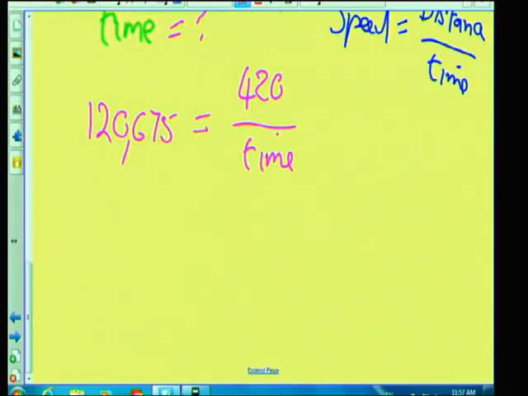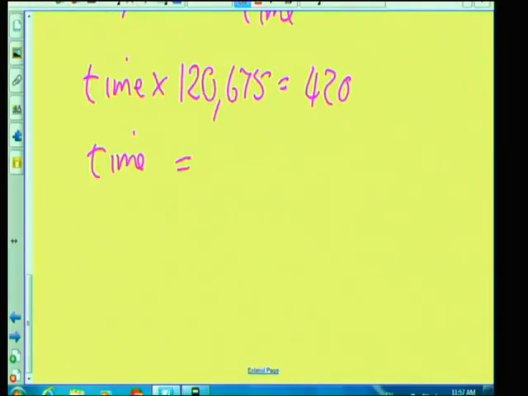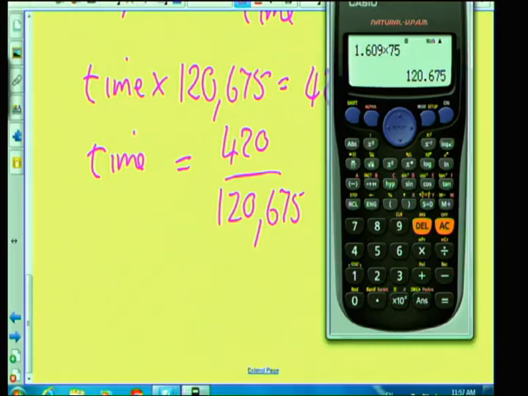Well, I'm going to multiply both sides by time. I'm going to say time times 120,675 is equal to 420. And then I'm going to divide by 120,675 on both sides. And I'm going to go 420 divided by 120,675. Let's put that into the calculator, and we can check that it is actually right as well in a minute. So let's make doubly sure.